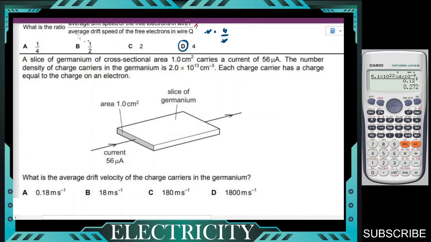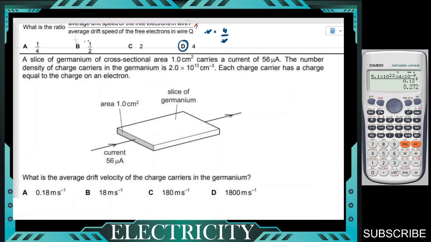So this first one can simply be written as 1 into 10 raised to the power minus 4 meter square. The current can be written as 56 into 10 raised to the power minus 6 amperes. We can get rid of that prefix as well. What else do we have?